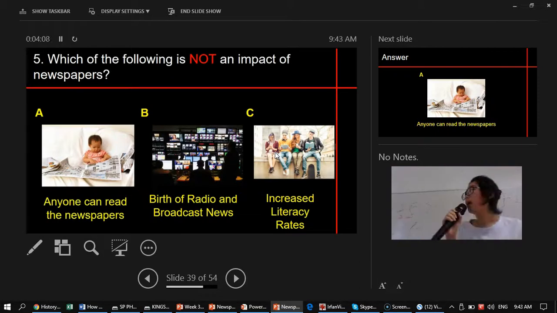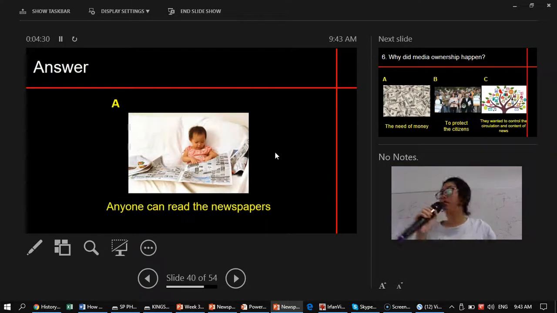The fifth question, which of the following is not an impact of newspapers? A, anyone can read the newspaper. B, radio can broadcast the news. C, increase the literacy rates. 1, 2, 3. Okay, the correct answer is A, anyone can read the newspapers.